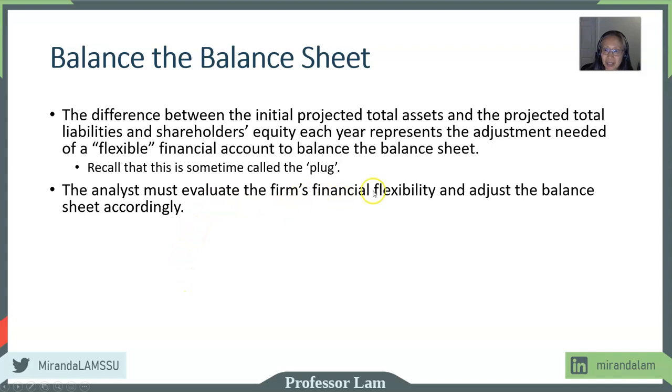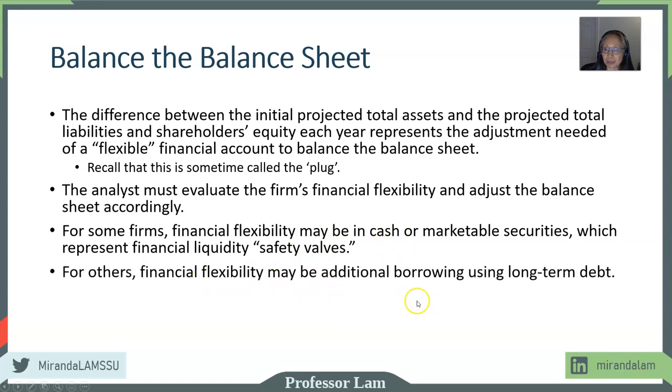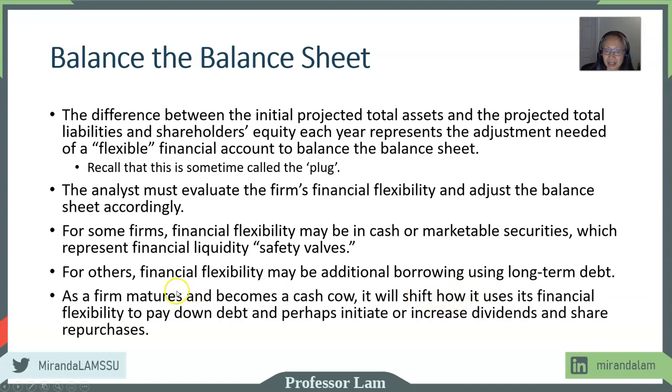So we need to evaluate their financial flexibility. For some companies, the financial flexibility may be cash or marketable securities, meaning that if they have too much cash, they will just use that. They can increase or reduce their cash amount. They can pay off liability to balance it. For others, for financial flexibility, maybe they have to borrow money. And for firms that are generating sufficient cash, they may use it to pay down debt or pay out dividend or repurchase shares. So all those are ways that a firm can use to balance the balance sheet.